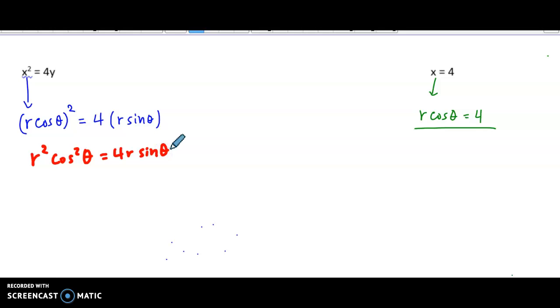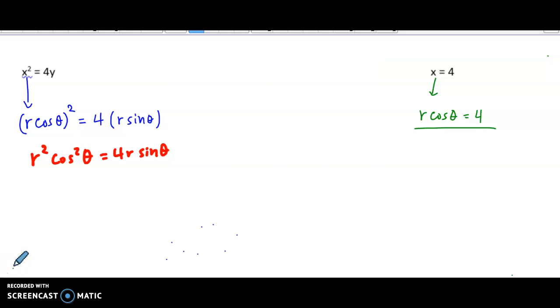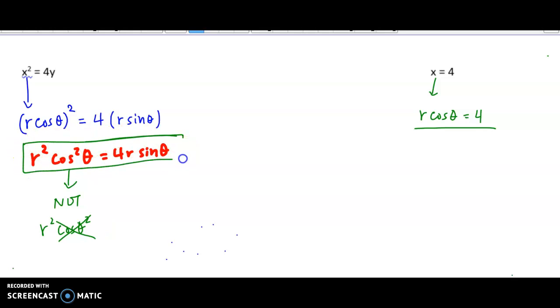One thing I want to reiterate here, and it's been a while since we met together in class, is that this is not the same as r squared cosine theta squared. Those are not the same things, and in fact, this is actually incorrect. So we're going to make sure that we use this one right here. All right, so that's it.